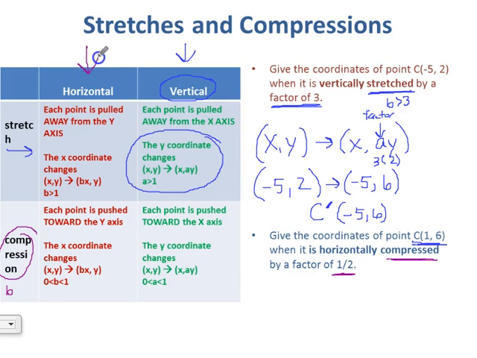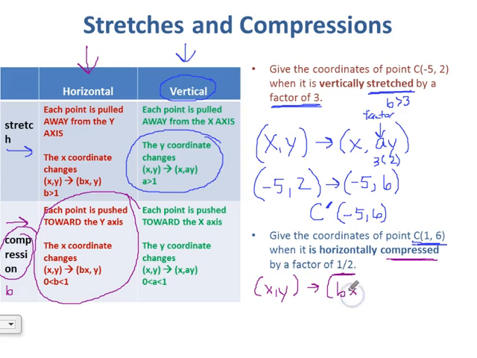So now we want to look at the horizontal compression. We are following this rule right here, which says we start with our original coordinates, and now the x coordinate changes. We're going to take the x coordinate and multiply it by the factor, and the y coordinate will stay the same. So let's do this out. Our original coordinates were 1, 6. We take 1 and multiply it by the factor of 1/2. 1 times 1/2 is 1/2, and the y coordinate stays the same. So my new coordinate for C is 1/2, 6.